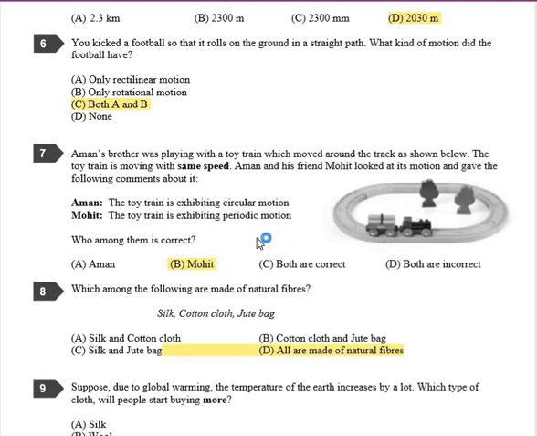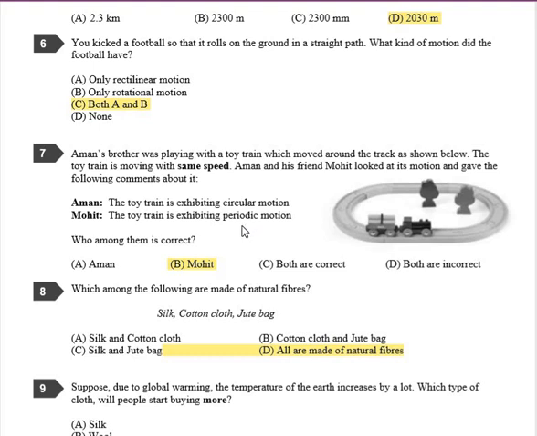So the most appropriate option will be B, that is Mohit. While Aman's is not a circular motion, when we have to choose between both of them, periodic motion will be most appropriate. So the answer will be 7B, that is Mohit's statement. It is a periodic motion.